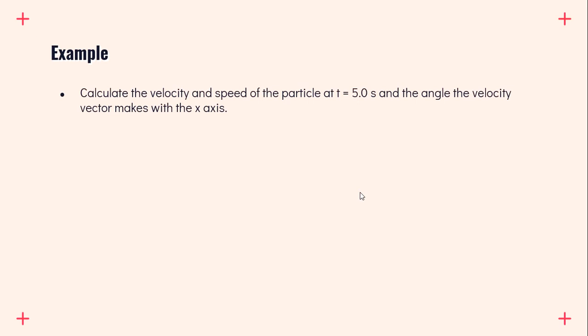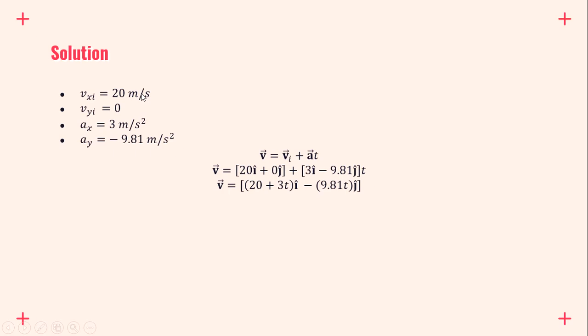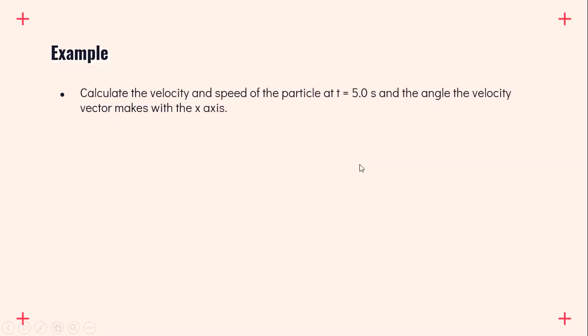So another example: calculate the velocity and speed of the particle at t equal to 5 seconds and the angle the velocity vector makes with the x-axis. So basically, we will solve for the value of this velocity vector at t equal to 5. Then we will convert the unit vector notation into the polar notation to get the magnitude and the angle that the vector makes with the x-axis.